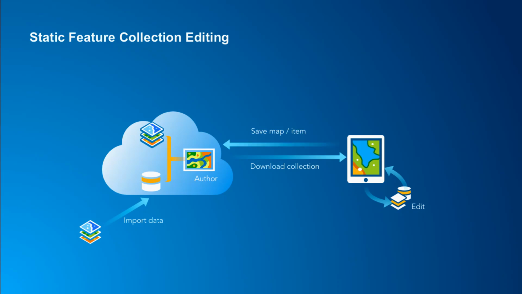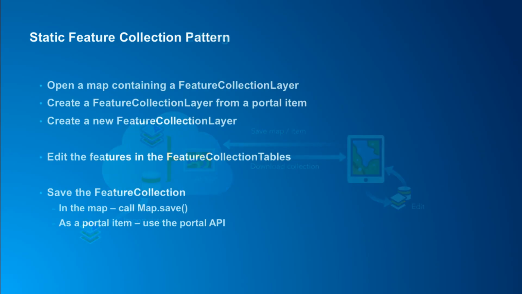And then to persist those edits, it's slightly different. You either save the map, if it's a map-based item, and we'll automatically persist that into the map, or if it's an item, you actually, as a developer, have to go and save that item back to the portal. So you have a little bit more work to do if you're editing an item-based feature collection.